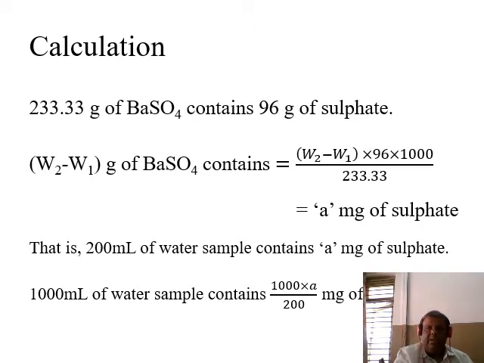Here we have multiplied with 1000, only for converting gram into milligram. So thus, whatever W2 minus W1, and 96 divided by 233.33 into 1000, this will give you A in terms of milligram of sulfate.